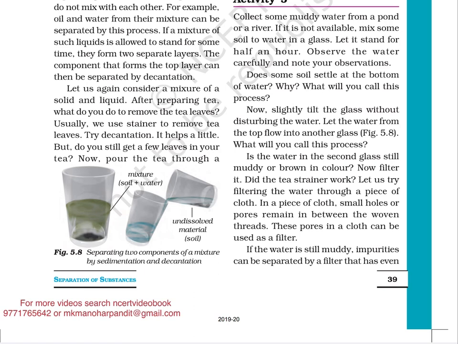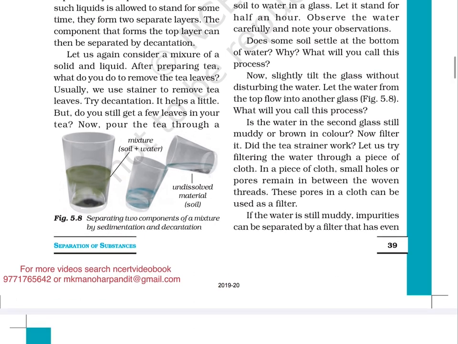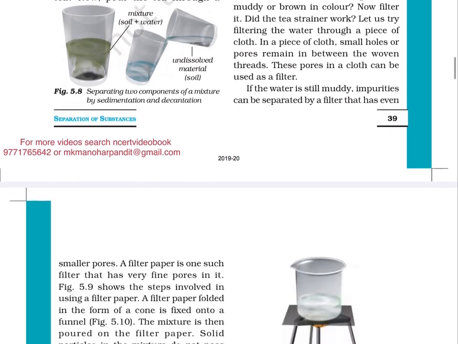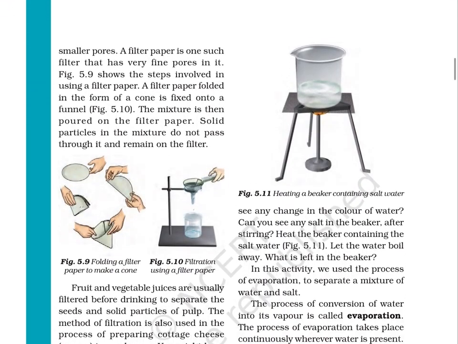Let us try filtering the water through a piece of cloth. In a piece of cloth, small holes or pores remain in between the woven threads. These pores in a cloth can be used as a filter. Page 40. If the water is still muddy, impurities can be separated by a filter that has even smaller pores. A filter paper is one such filter that has very fine pores in it. Figure 5.9 shows the steps involved in using a filter paper.